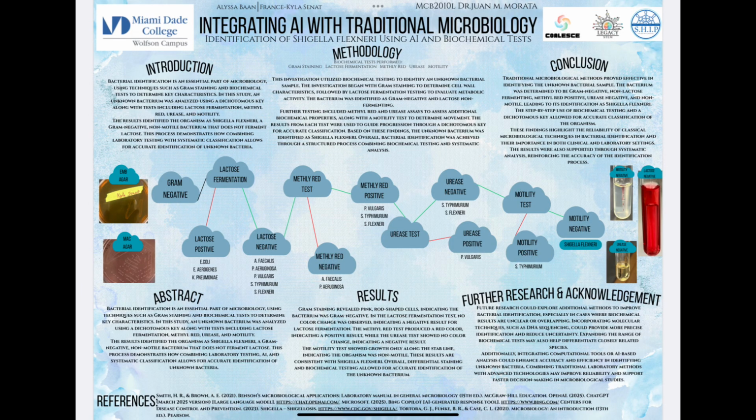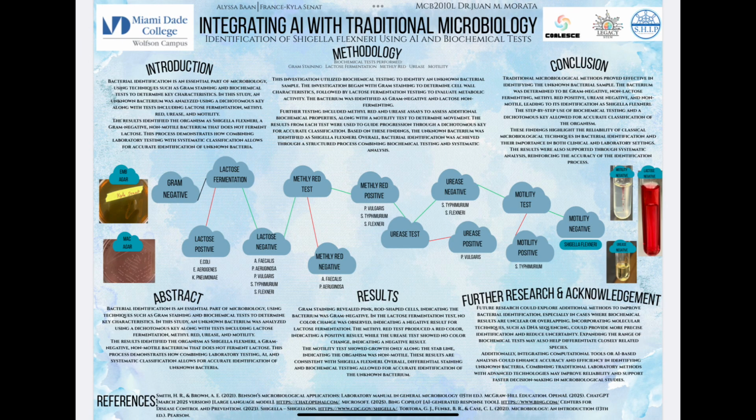Next, what we did, we then used the dichotomy scheme, which is a tool that allows identification by answering a series of two-choice questions. Starting with the gram negative result, we followed each step based on our chemical test results, until we were left with the final match, Shigella flexneri.